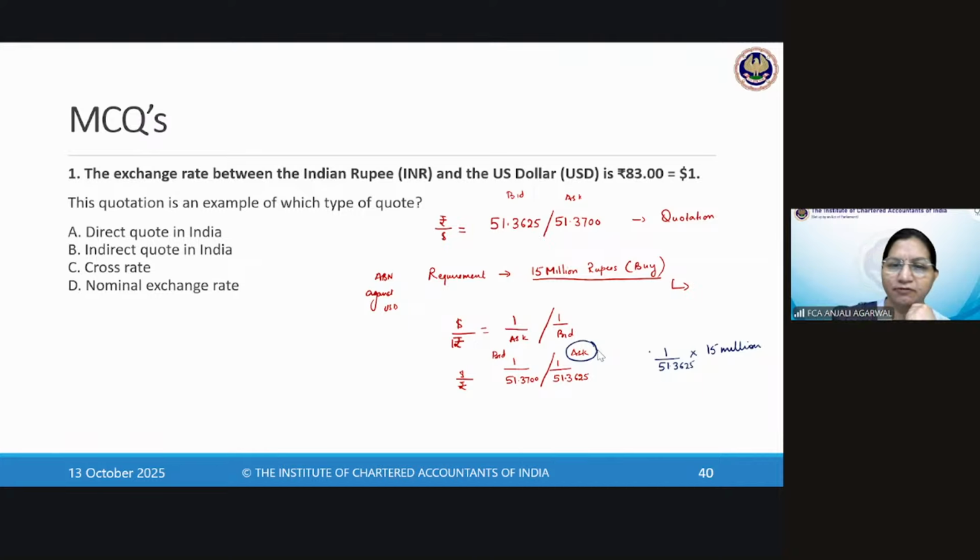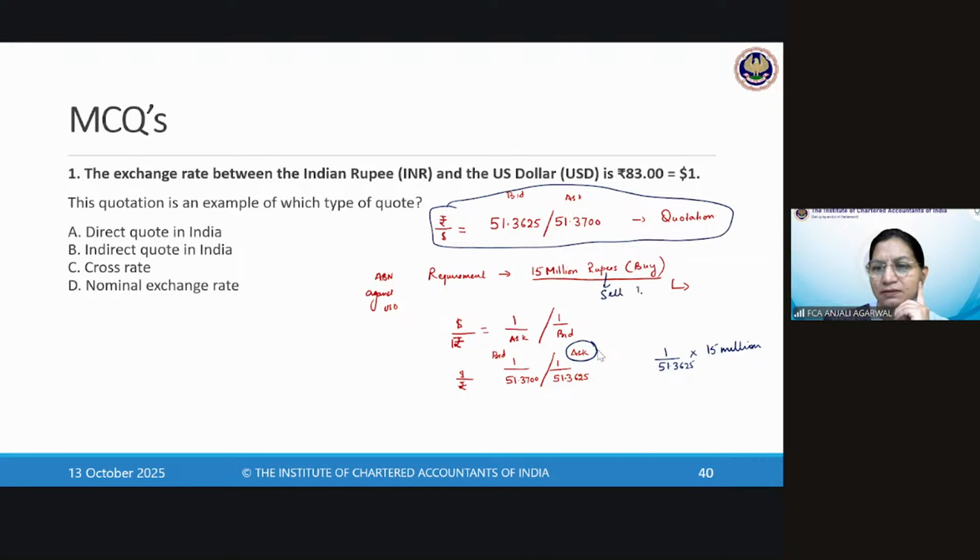Now, instead of going the long way, we could have just stuck to this equation and quickly done our calculation. How? We want to buy rupee. Buying rupee indirectly implies selling dollars. Agree? Buying rupee is equivalent to selling dollars, the opposite of the other currency.